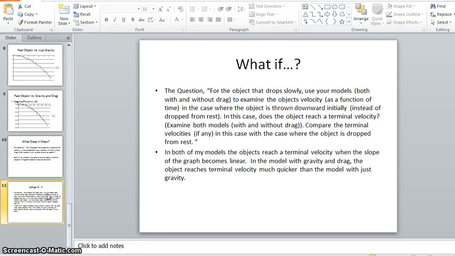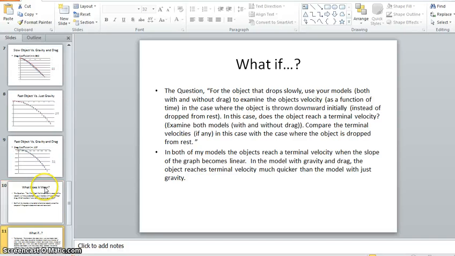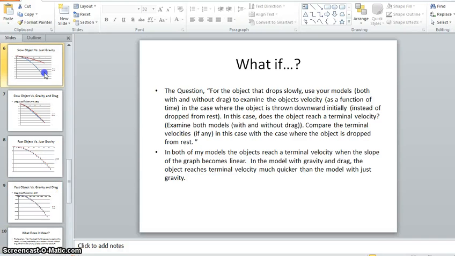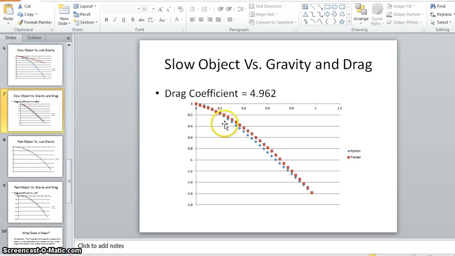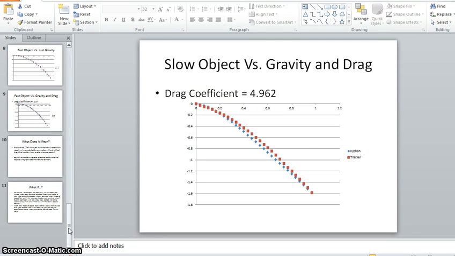See, in both my models, the object reaches a terminal velocity when the slope of the graphs becomes linear. In the model with gravity and drag, the object reaches terminal velocity much quicker than the model with just gravity. We can see that by looking at here, it doesn't reach terminal velocity until about maybe 0.7. Here, it reaches about maybe 0.3. So the drag causes it to reach terminal velocity much quicker.